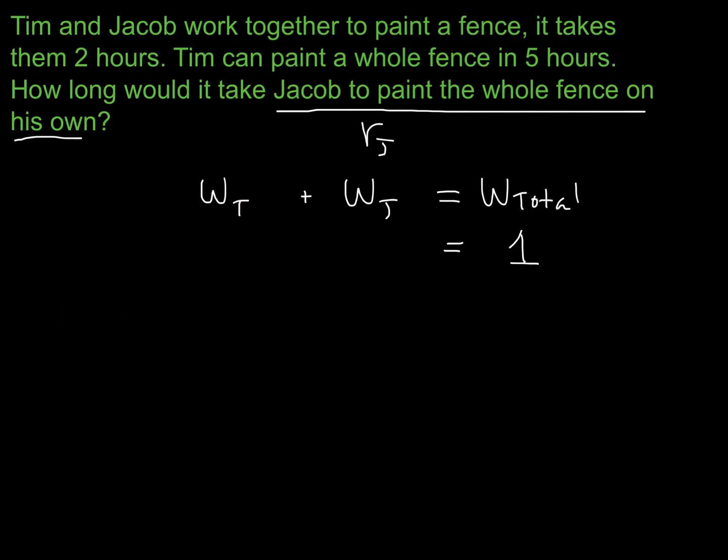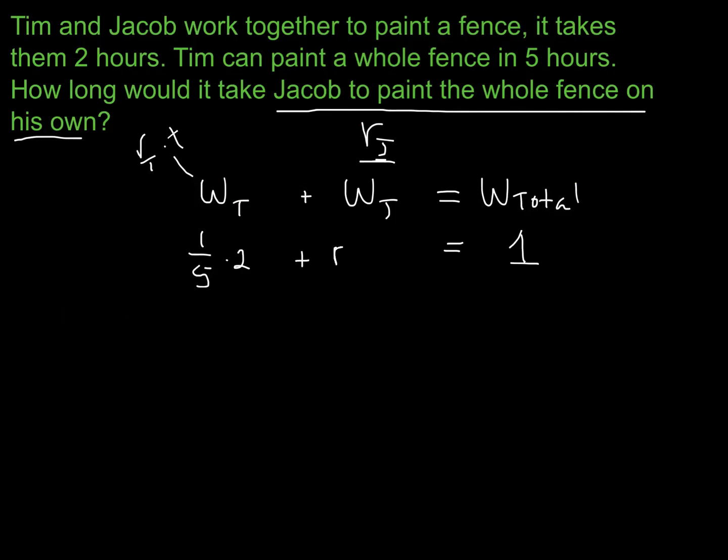Then how would I find the work that Tim accomplishes? Well, I know his rate. He paints one fence every 5 hours, so he paints 1/5 of a fence per hour. That's his rate. The work is the rate at which he works times the time for which he works. They work together for 2 hours, so it'll be 1/5 times 2. The same thing is true for Jacob: the work he accomplishes is the rate at which he's working times the time.